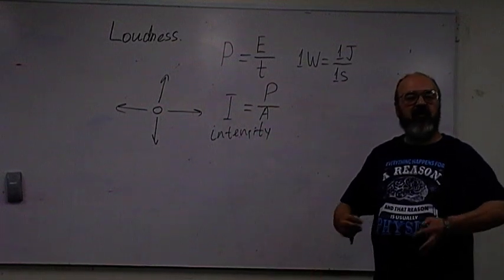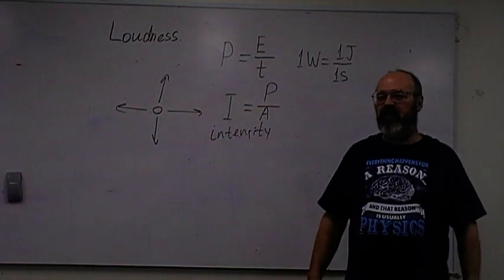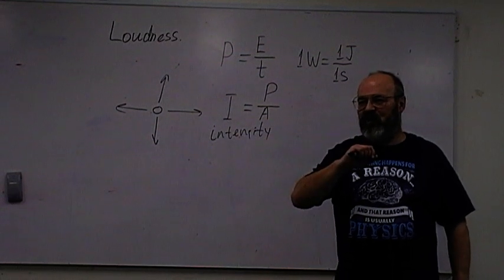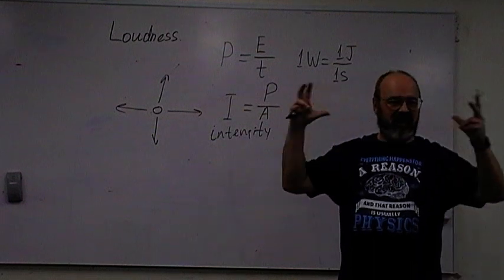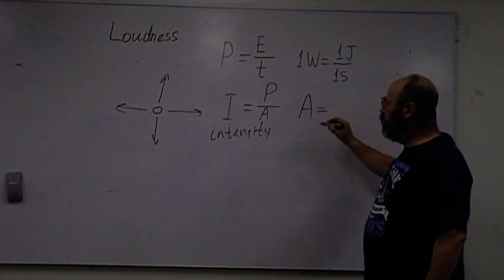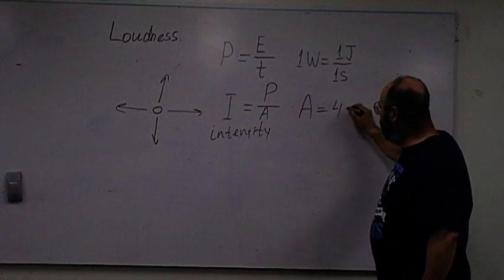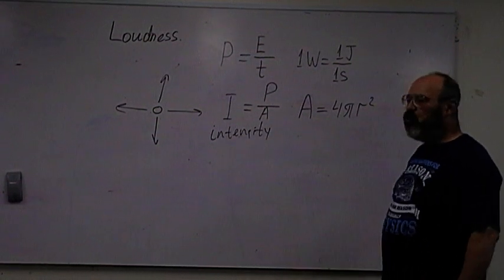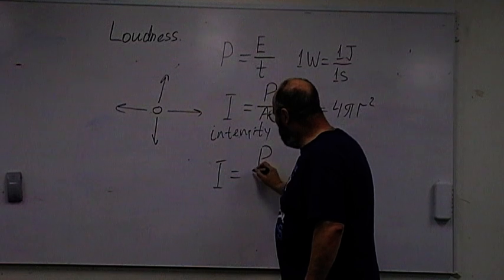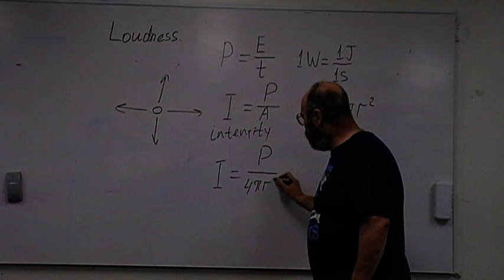Now, if it's moving evenly in all directions, what shape will the front of the sound wave make? Circle. Circle is two-dimensional. In 3D, a sphere. Who remembers the formula for the surface area of a sphere? 4 pi r squared. Excellent. So the intensity of the sound we can find using the formula: power of the source divided by 4 pi r squared.